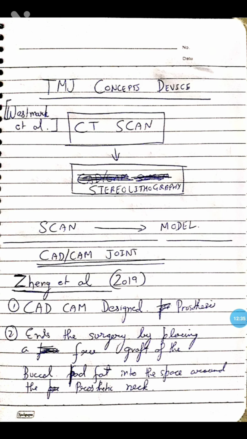Basically because in any kind of artificial joint, one of the big drawbacks would be that the synovial fluid lubrication part is missing. So how do you overcome that? You overcome that by using the buccal pad of fat.